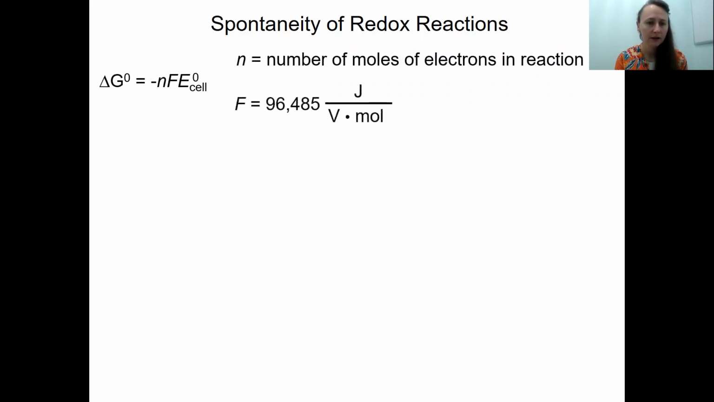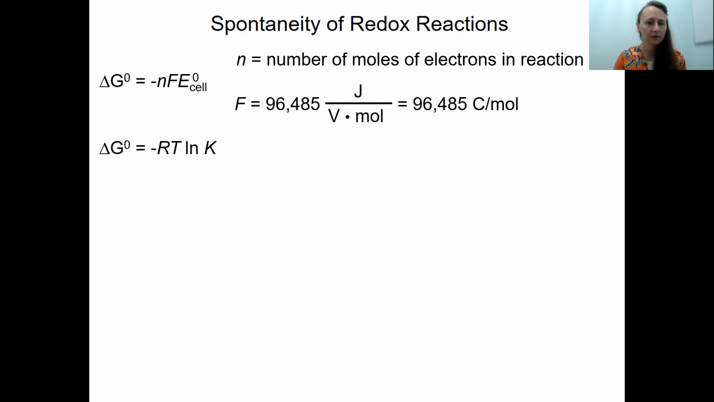F is Faraday's constant, which is 96,485 joules per volt mole, or coulombs per mole. You'll need those units to help you cancel out in the math. And then E is the cell potential that we have studied.